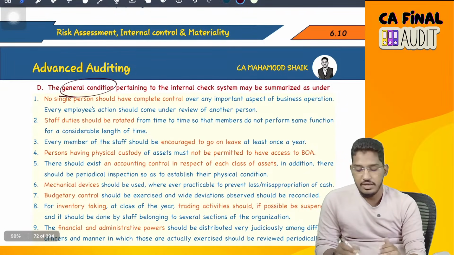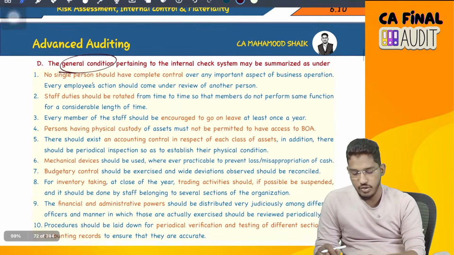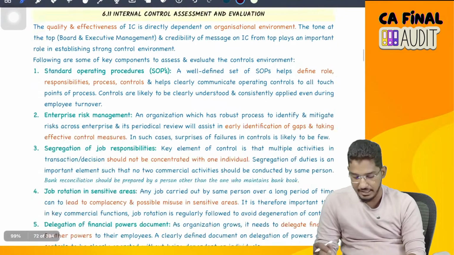Then this is something, general conditions pertaining to internal check system. This is once again repetition from all the above things whatever we have read. So that is the one general paragraph.